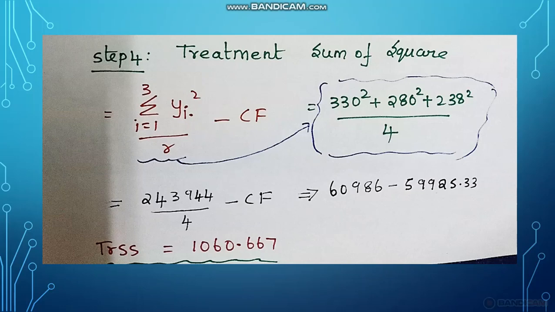That is because the divisor is the replication. For treatment sum of square you want to square the treatment totals. The first treatment total is 330 square plus the second treatment total 280 square plus the third treatment total 238 square, divided by 4, minus CF.